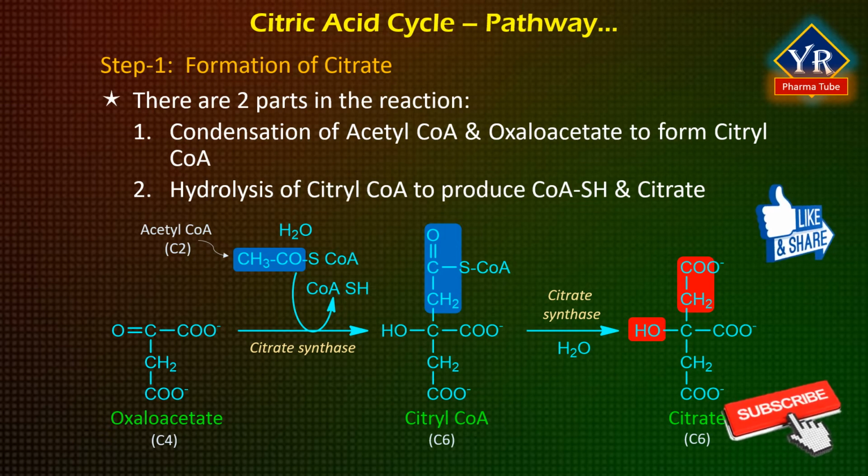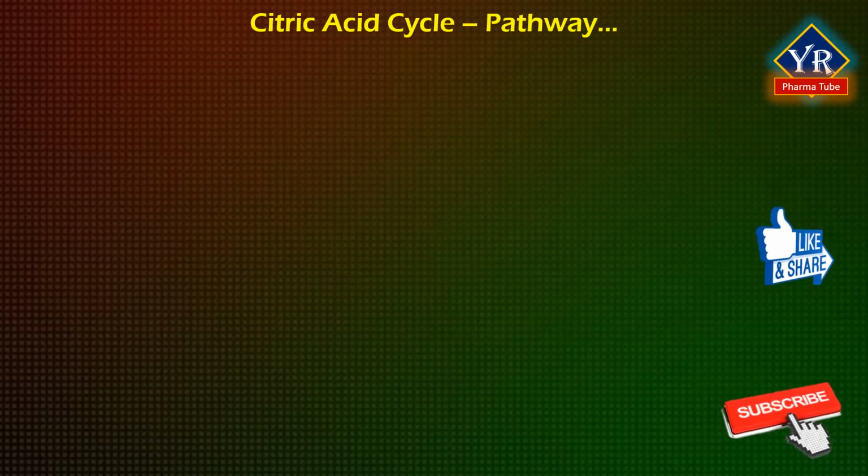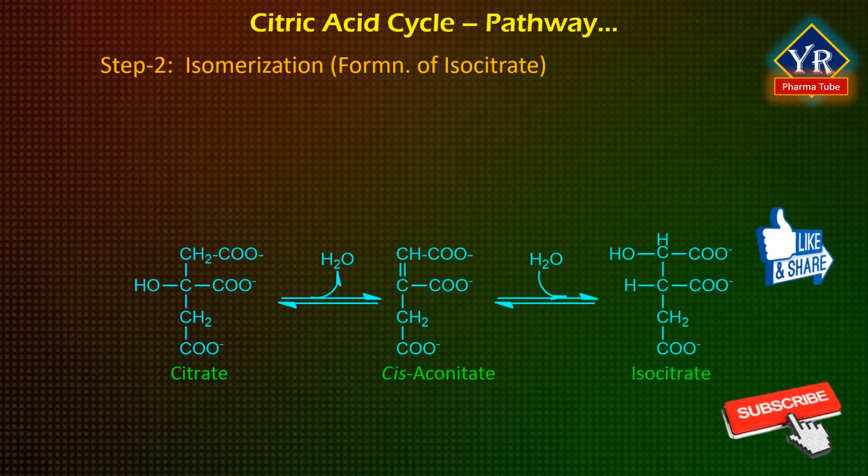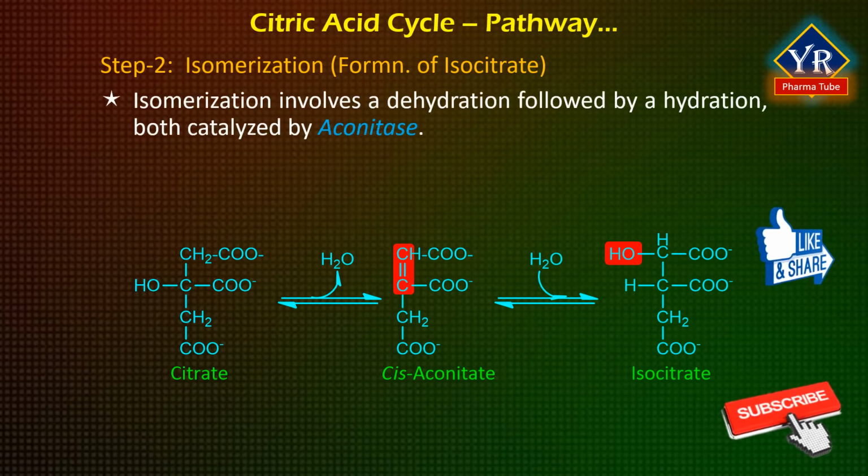The reaction is an irreversible reaction. The second step is the isomerization or formation of isocitrate. Citrate is converted to its less symmetrical isomer isocitrate in an isomerization process that involves a dehydration followed by a hydration reaction. Both the reactions are catalyzed by the enzyme aconitase. The net result of these reactions is that the hydroxyl group from citrate is moved to a different carbon atom.